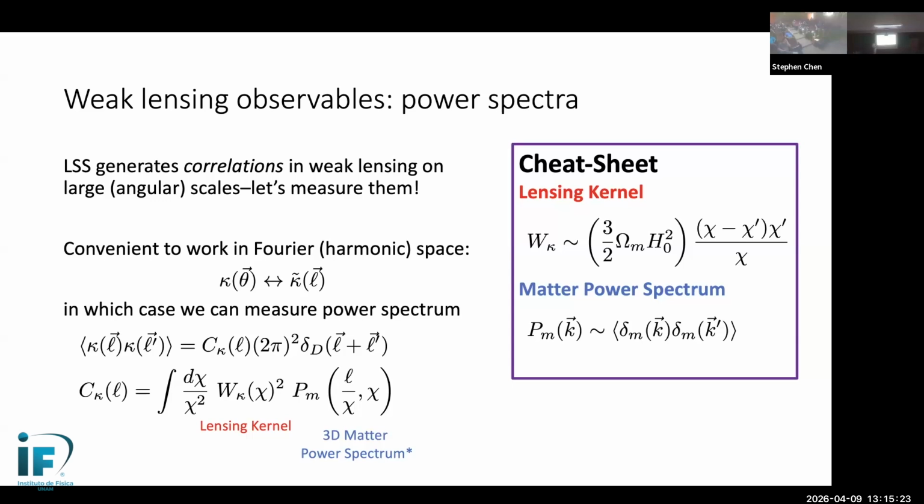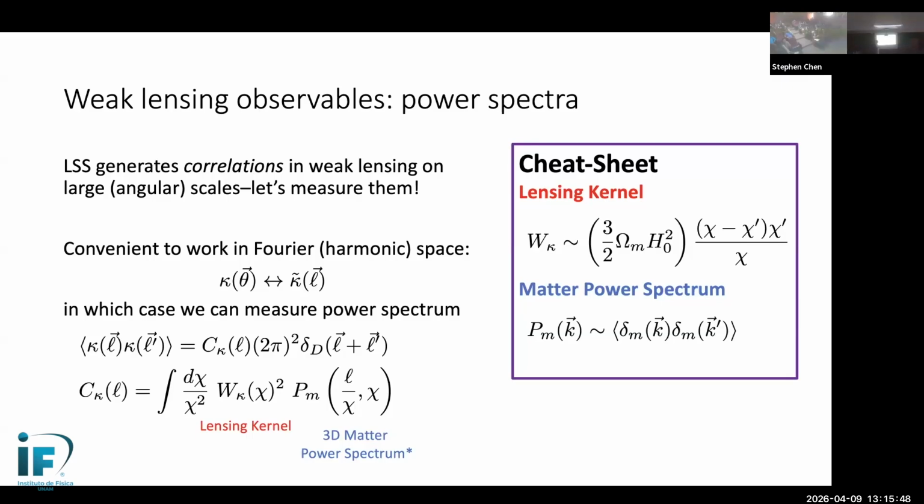And in the so-called Limber approximation, taking into account the angular weighting that I mentioned earlier, we get that C_kappa, this power spectrum, is really an integral, again, along the line of sight, of the weighting, the lensing kernel squared, times the matter power spectrum. These two quantities are the most important for this talk. The first one is the so-called lensing kernel. This is the weighting of the lensing along the line of sight.